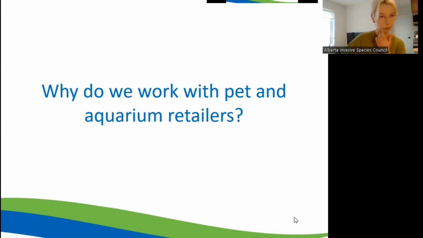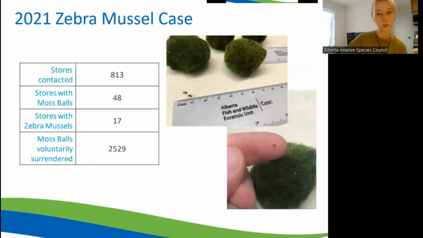So why do we want to work with aquarium and pet retailers? In 2021, there was a case of zebra mussels found in moss balls. At the time of this incident, moss balls were a popular aquarium and decorative plant, and they had to be all contained and decontaminated. Recognition of the zebra mussels played a vital role in preventing the escape of these invertebrates into Alberta's water bodies. Thankfully, we still remain mussel-free. But this was a wake-up call to the province.